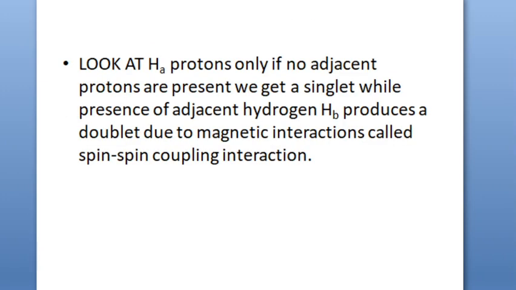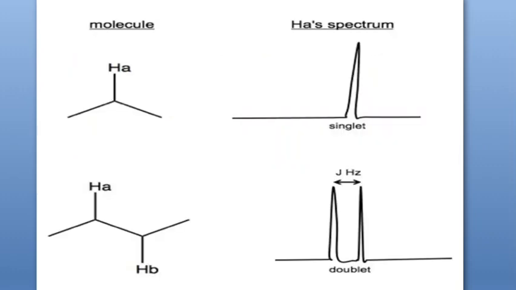So when you look at the Ha proton, if no adjacent protons are present, we get a singlet. While in the second part of the picture, you have seen there is an adjacent hydrogen. If you have this adjacent hydrogen, then this hydrogen's spin will couple with this hydrogen and result in a peak that is a doublet. So that's how here we got a singlet and here we got a doublet.